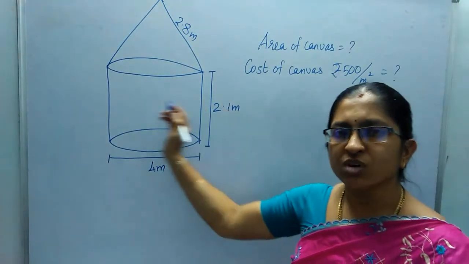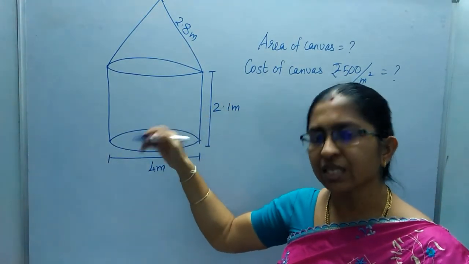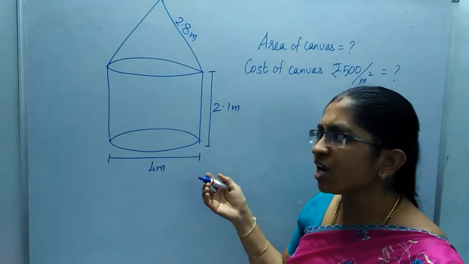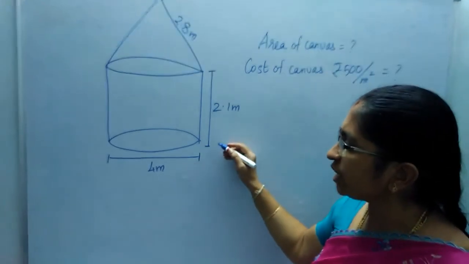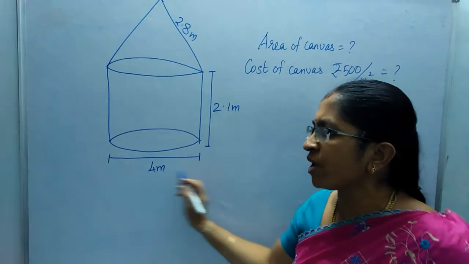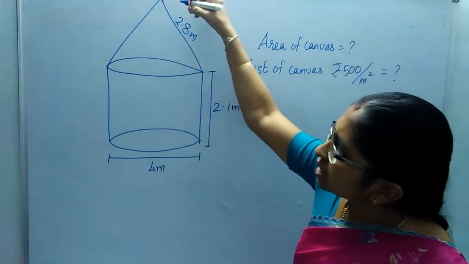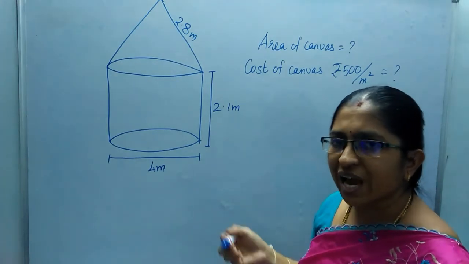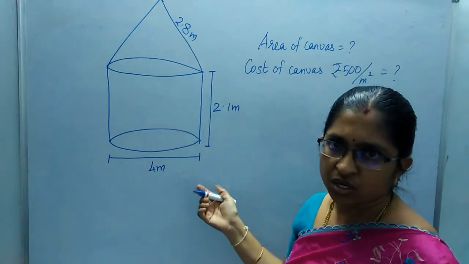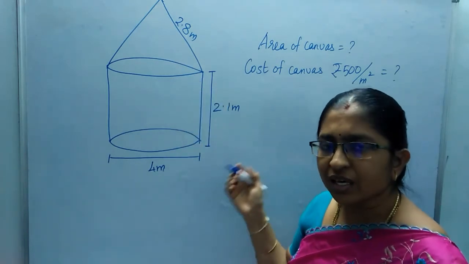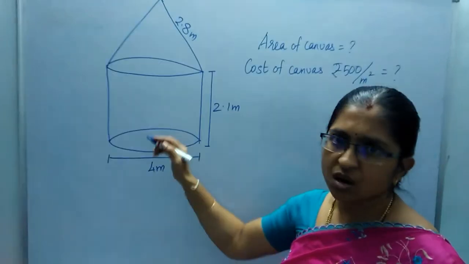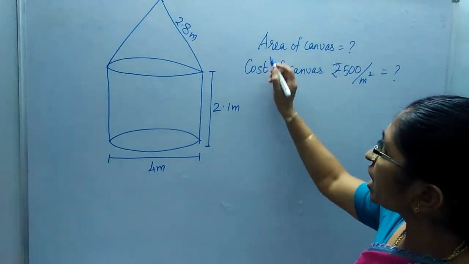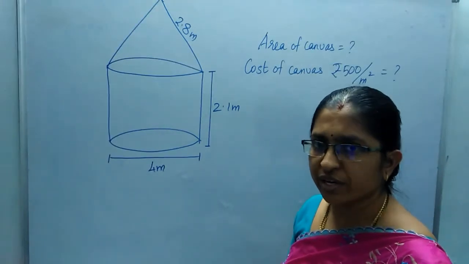A tent is made up in the form of a cylinder surmounted by a cone on top, and they gave the measurements for the height of the cylindrical part as well as the diameter of the cylinder. Then the slant height of the cone is given and the question is asked, find the canvas used to cover the tent. If you find the total surface area of this solid, we can easily find the area of the canvas used.